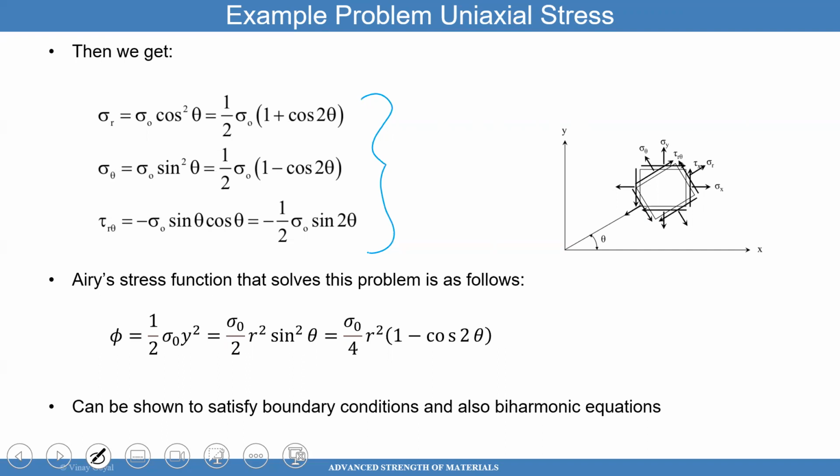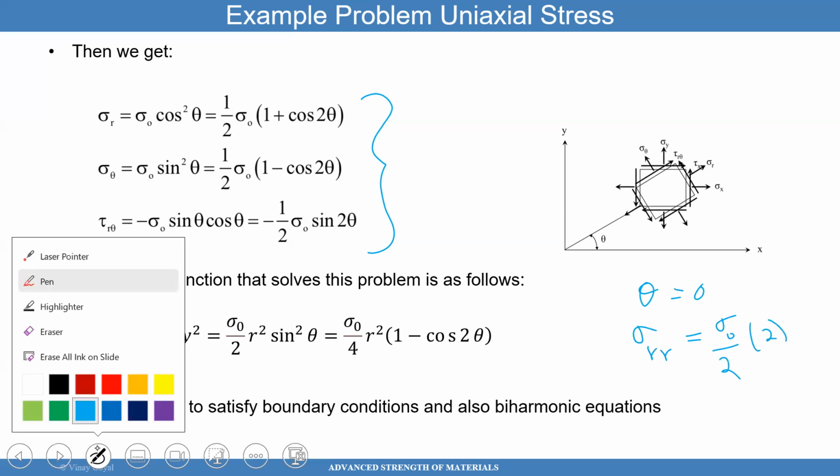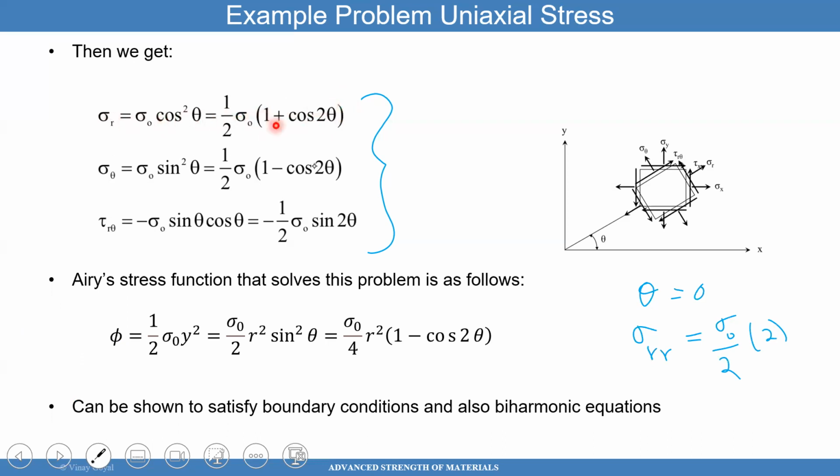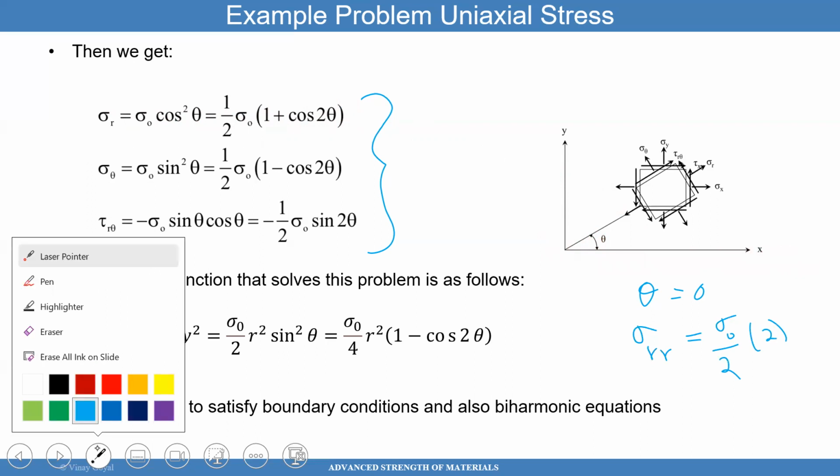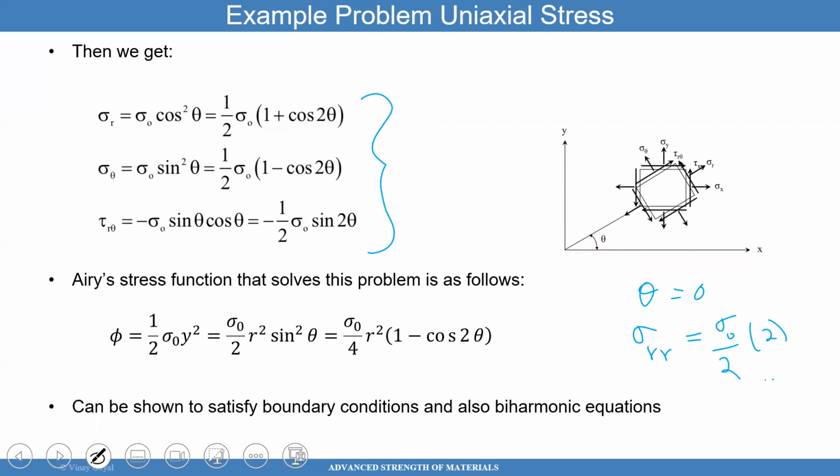So for example, if I were to look at this plate, let's look at what's going on at theta equals 0. At theta equals 0, sigma rr becomes sigma naught divided by 2 times 2. I'm looking at this equation here. Sigma rr with a theta of 0 means I'm looking along the x direction. And you can see that makes sense because this is equal to sigma naught. And I already told you I have a plate with a sigma naught applied in the far field.